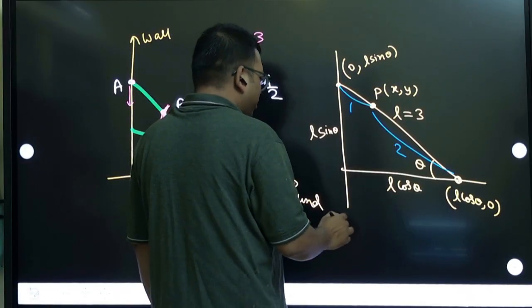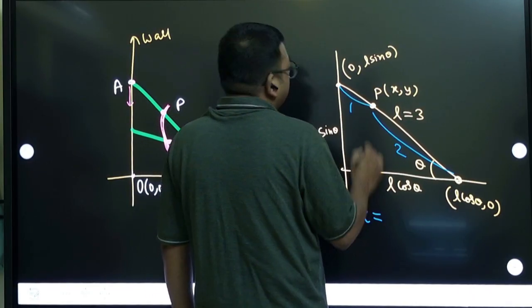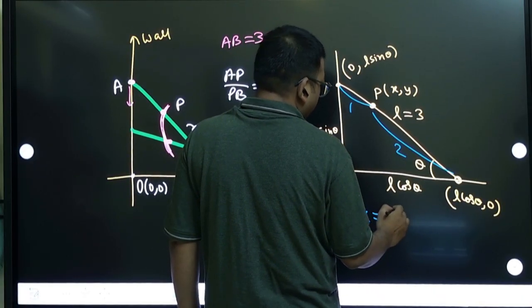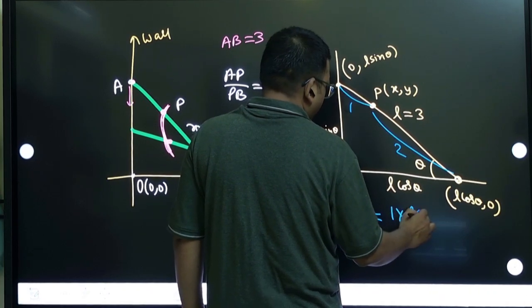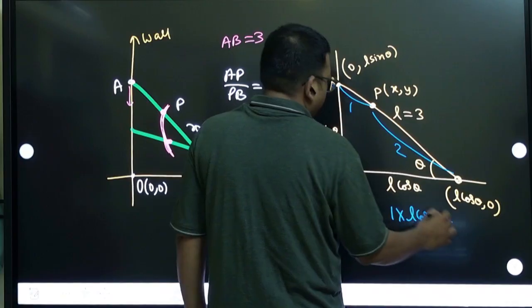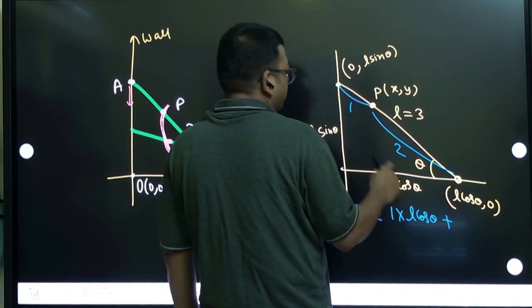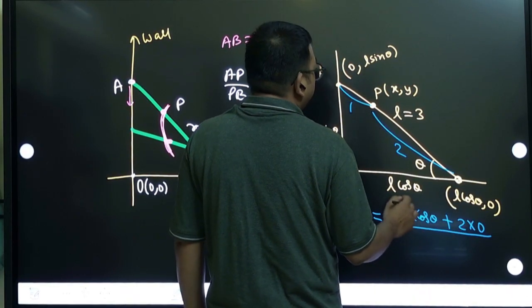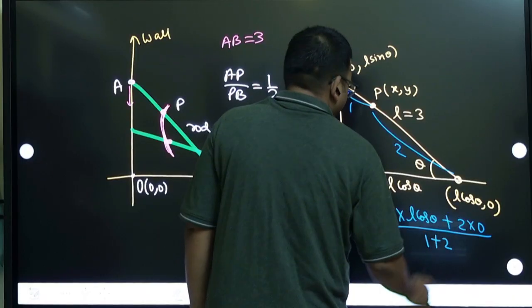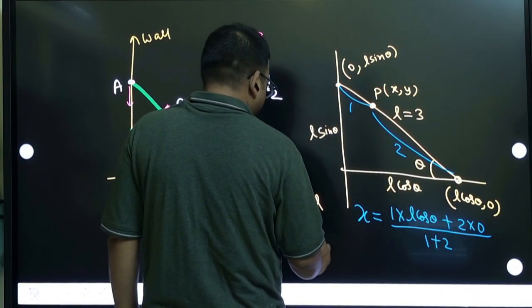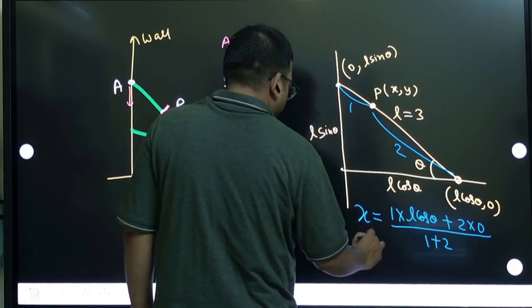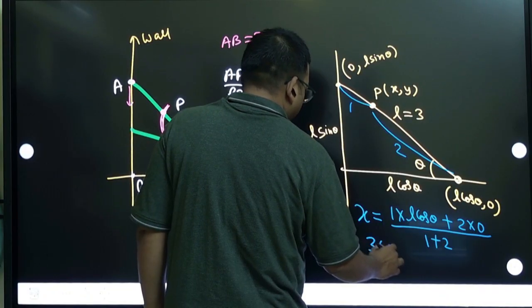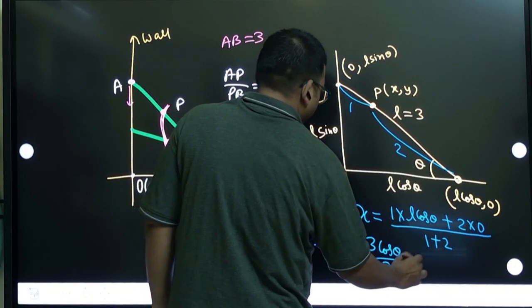So point P, now let us write the x coordinate. The x coordinate will be mx2, that means 1 into L cos theta, plus nx1, 2 into 0, divided by 1 plus 2. So from here we can solve for x. I will substitute L equal to 3. So 3 cos theta by 3. So this becomes just cos theta.